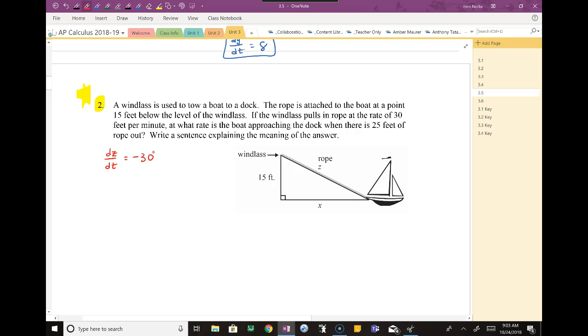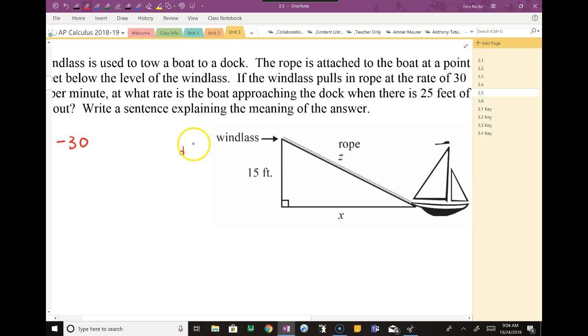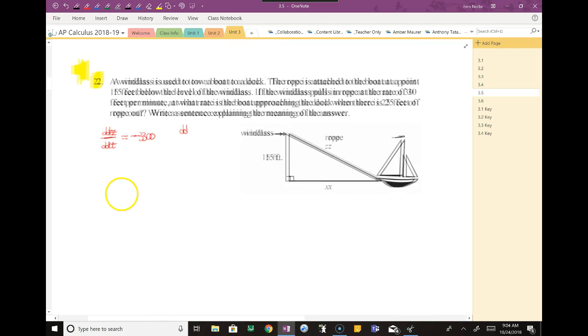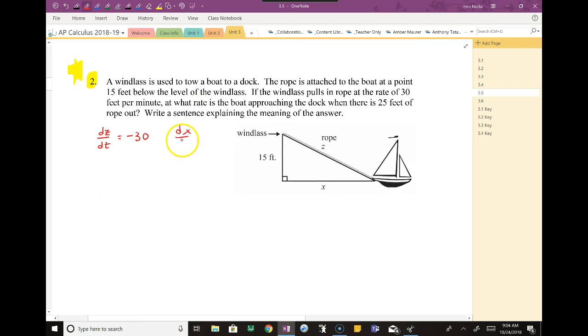Continuing on, at what rate is the boat approaching the dock? I'm going to stop. x. What is the question? We are trying to find dx/dt. That is the question. When there is 25 feet of rope out. So when the z is 25. Is everybody okay with the given information?